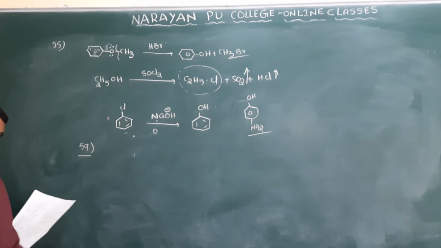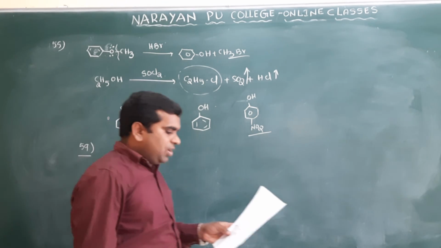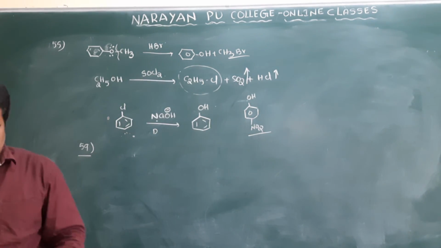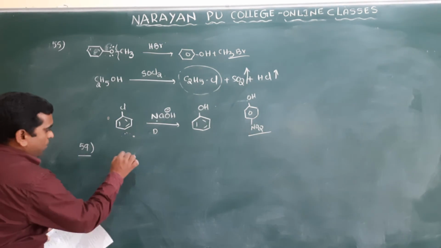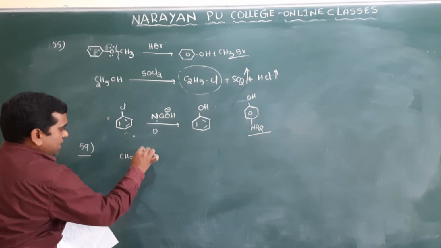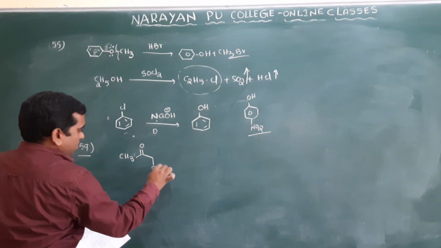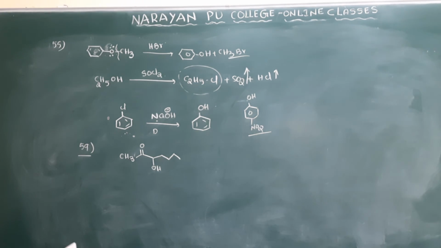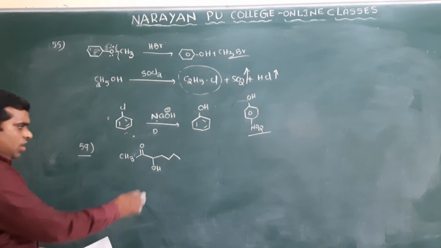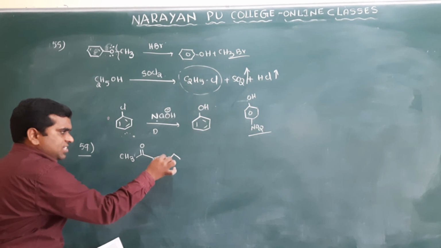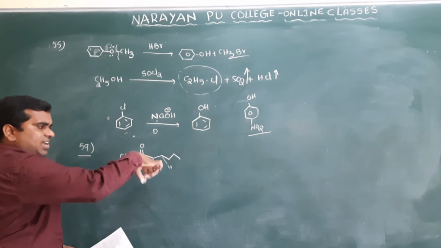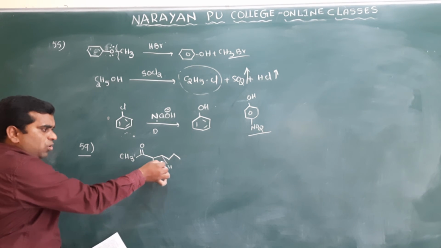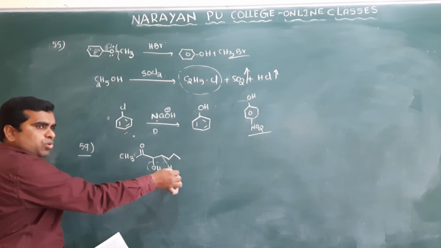Question number 59. Which of the following compounds will most readily dehydrate? They have given four compounds. The first one is CH3, C double bond O, and here there will be an OH. Dehydration here is an elimination, where H plus and OH minus are removed and a water molecule is lost.